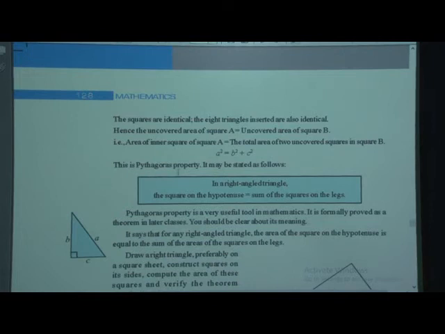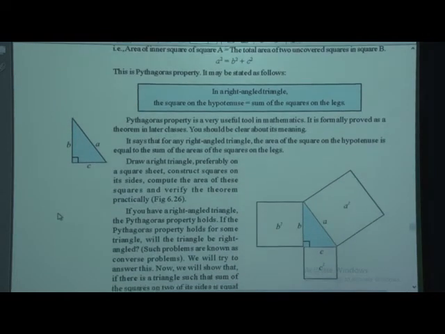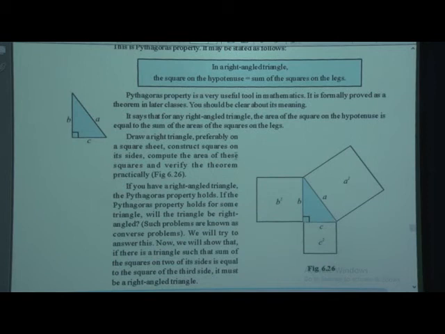So this is the Pythagoras property. It may be stated as follows: in a right angle triangle, the square on the hypotenuse is equal to the sum of the squares on the legs. So we can say the hypotenuse a square is equal to b square plus c square. The Pythagoras property is a very useful tool in mathematics, and it is formally proved as a theorem.